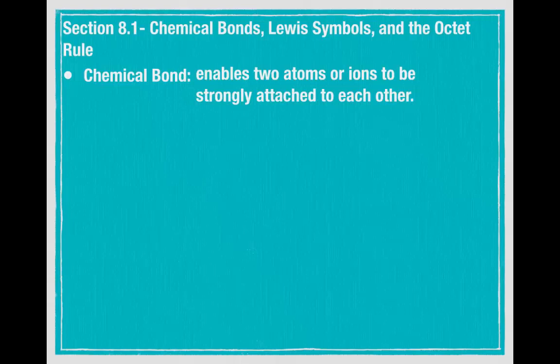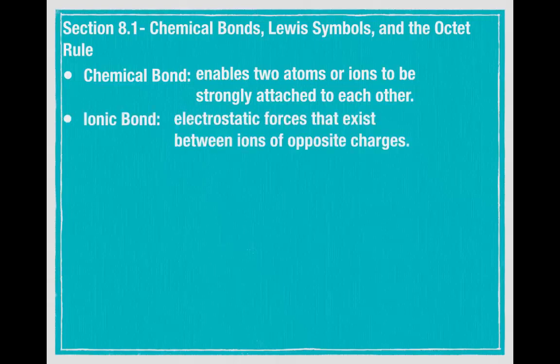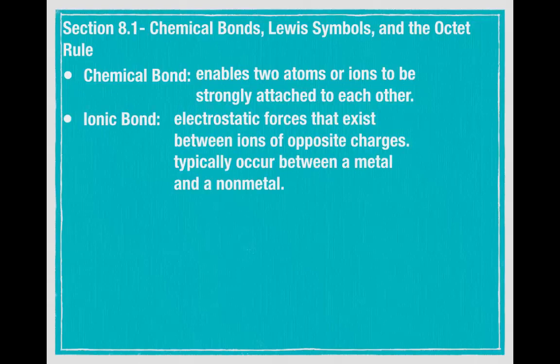Now, there are 3 different chemical bonds that we're going to look at. I'm going to briefly touch on each of them, but then I'm going to go into more detail regarding ionic bonding in this video. An ionic bond results from electrostatic forces that exist between ions of opposite charge. They typically occur between metals and nonmetals, because remember, metals form cations while nonmetals form anions.